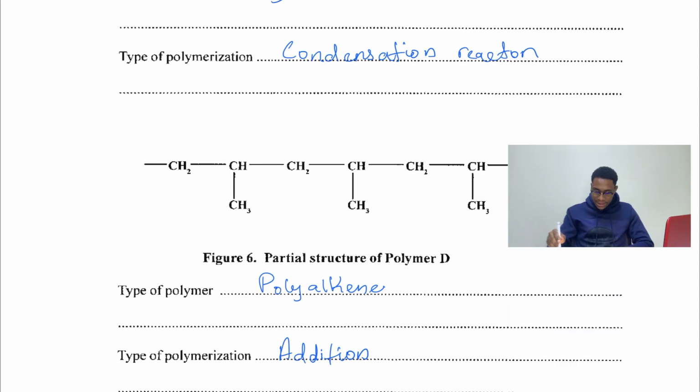All right, so figure 6 shows us the partial structure of polymer D, and this is actually just a polymer. This type of polymer is a polyalkene, and with alkenes, the type of polymerization is addition.